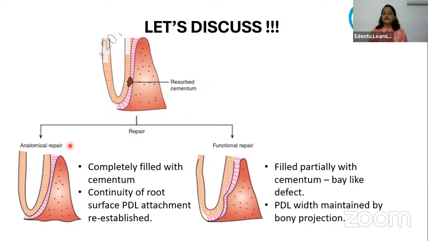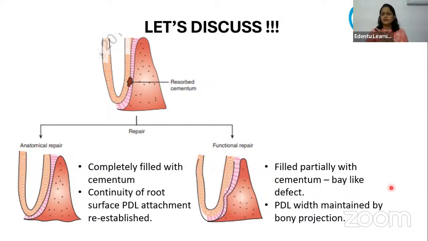Now there is another type of repair which is called the functional repair. In functional repair, new cementum is not formed, but the underlying bone will grow and close this defect in the cementum. The picture is shown here. Like this, the underlying bone will bulge towards that defected area, and it will try to maintain the width of the periodontal ligament, and it will try to close the defect. So this is called the functional repair.